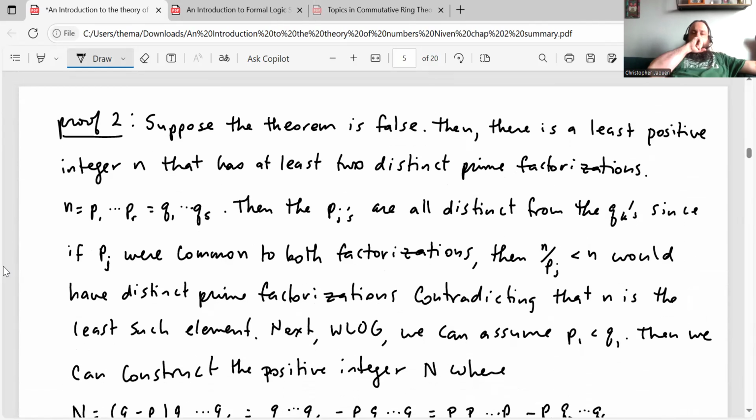So proof two, and this one's a bit longer, but still interesting. Suppose that the theorem is false, so another proof by contradiction here. Then there's a least positive integer n that has at least two distinct prime factorizations. So for example, n has prime factorization p1 times dot dot dot up to pr, and that's equal to q1 dot dot dot up to qs, where the p's and the q's are all prime numbers. The p's are not necessarily distinct from each other, but the ones on the left-hand side are distinct from the ones on the right-hand side. Hopefully that makes sense.